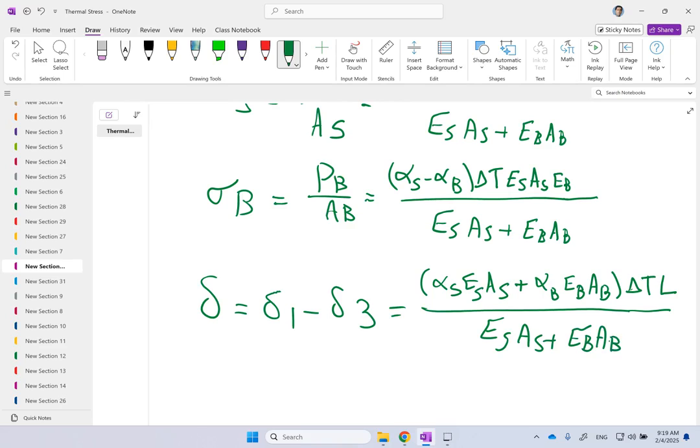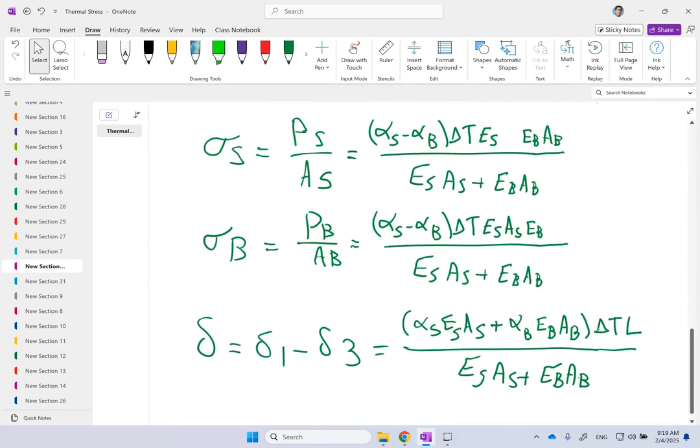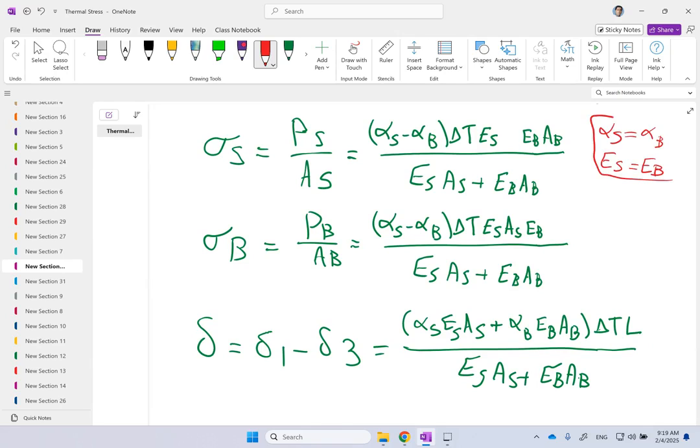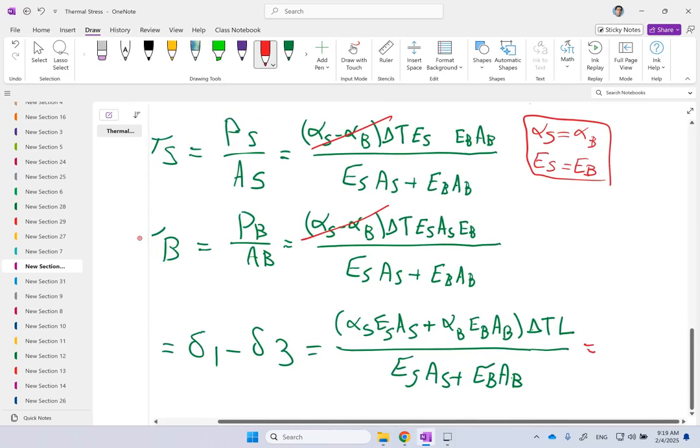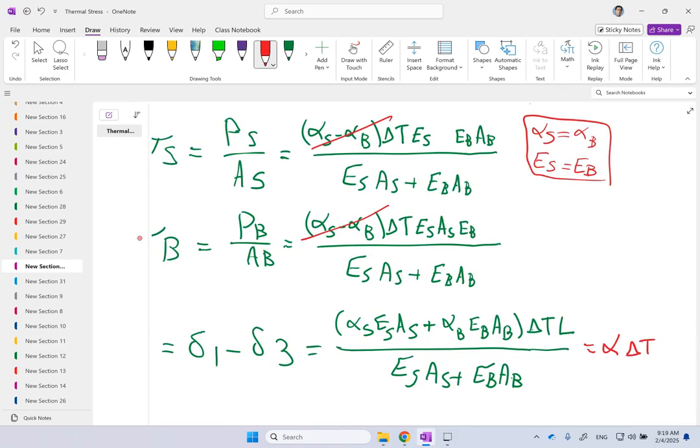Now it says what happens if the alphas are the same. Well, clearly you can see if the alphas are the same, so if alpha S equals alpha B and ES equals EB, so they are from the same material, what's going to happen? Well, clearly both of the forces are going to be zero, both of the stresses are going to be zero, and the elongation is going to be easily simplified to how much? Well, if you do that, you are going to get basically alpha delta T times L, assuming that they are from the same material. So these are both equal to alpha.